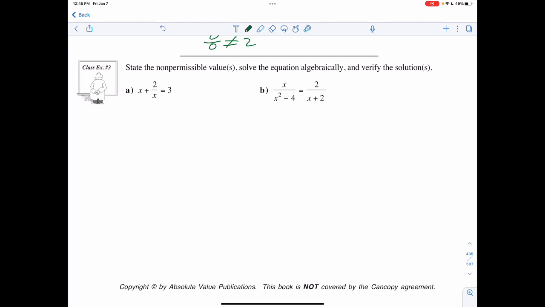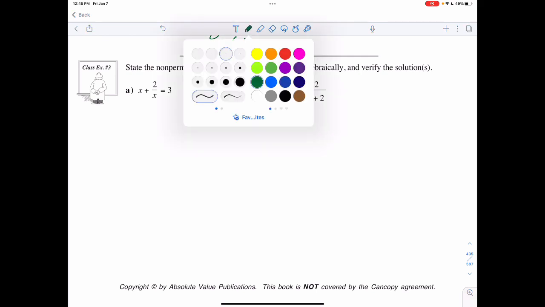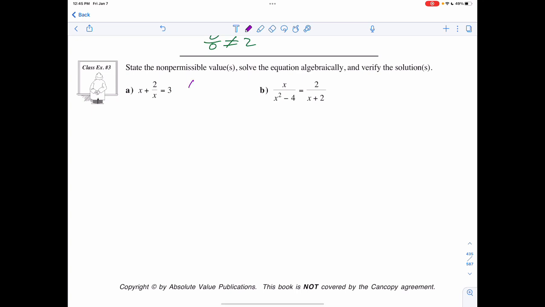Continuing on, once we get to example 3, state the non-permissibles, solve, and then verify. Step 1, non-permissible, x cannot equal 0. I'm going to multiply every single term in here by x to get rid of that denominator and say that this is going to be x squared plus 2 is equal to 3x, or x squared minus 3x plus 2 is equal to 0.